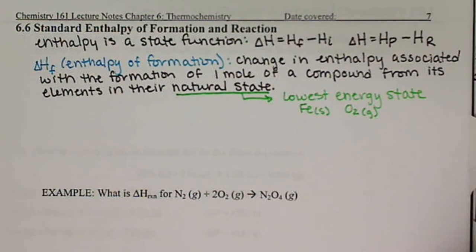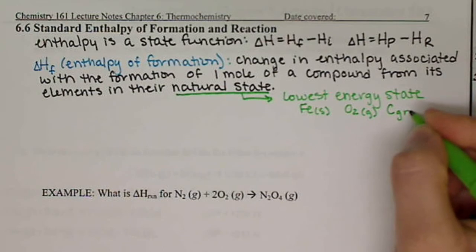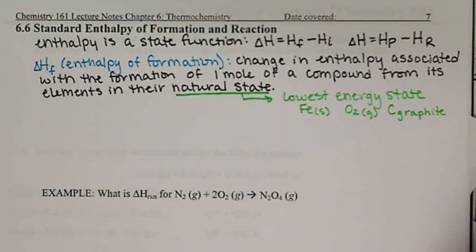Sometimes we can have two different types of solid states, and we want to take the lower of those energies. So for example, carbon has two solid states, either graphite or diamond. And graphite would be the lowest energy state for carbon.